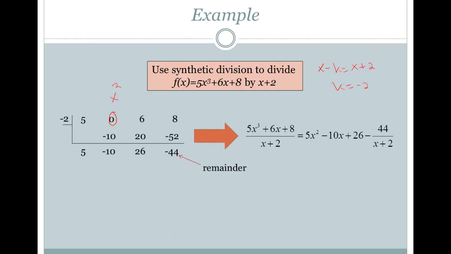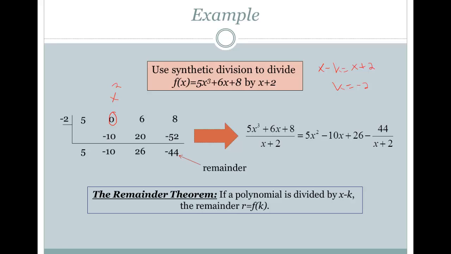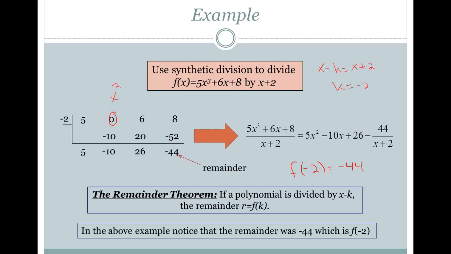All right? So what the remainder theorem tells me is if a polynomial is divided by x minus k, the remainder is equal to the function value. So what we just determined was that f of negative 2 is equal to negative 44. And if you try that and do it out, you will see that that is true. Okay?